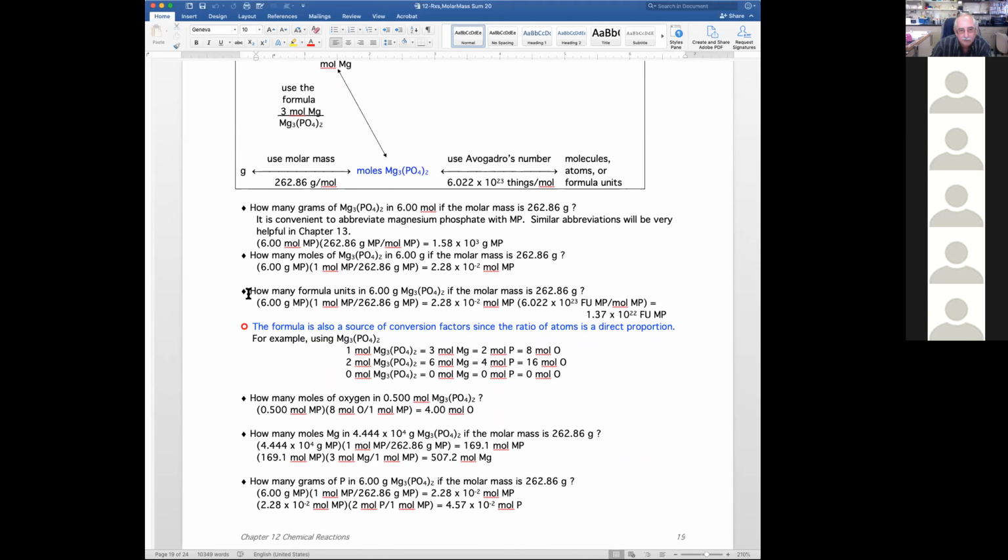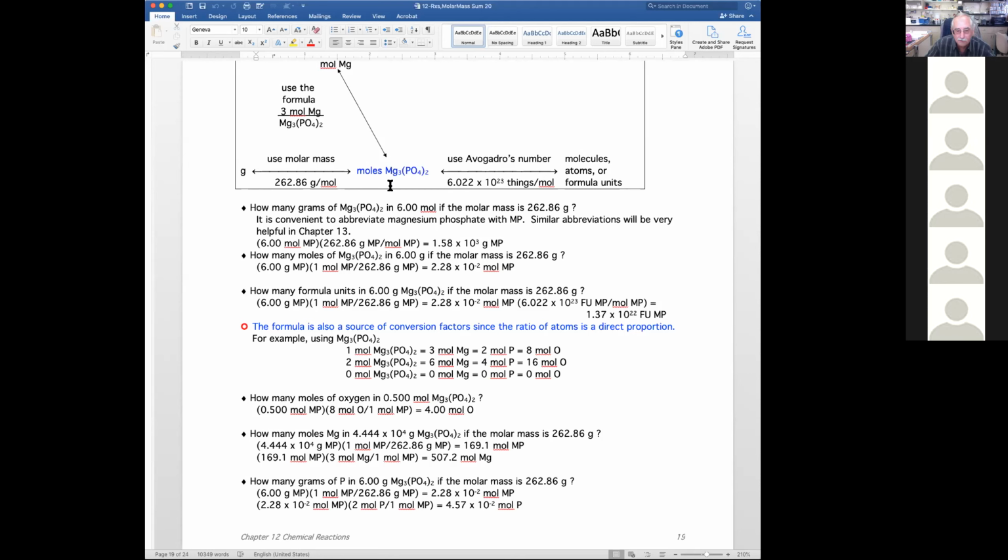So like, take for example, this one. How many formula units in 6 grams of magnesium phosphate if the molar mass is given? The molar mass is a conversion factor, isn't it? That's this right here. And so they're asking to go from grams to formula units. So here's grams, here's formula units. What do I do?